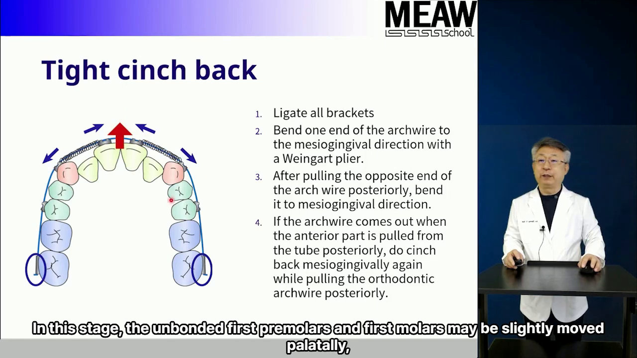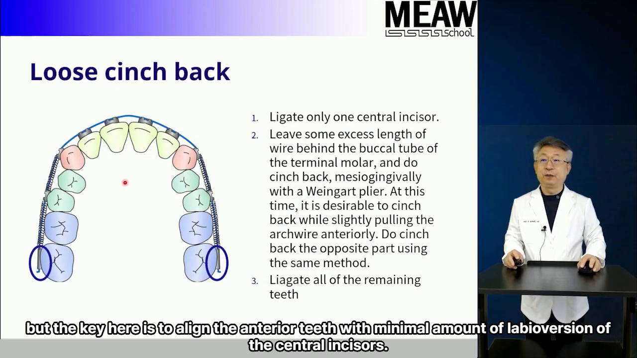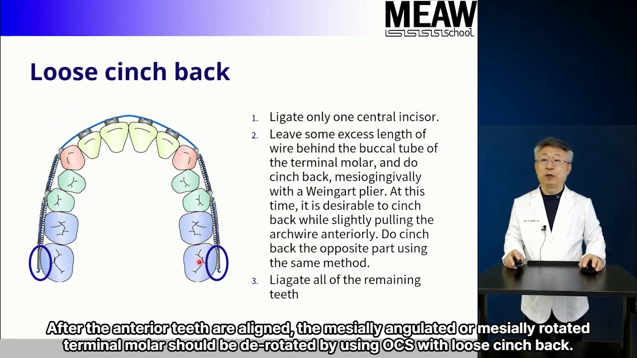In this stage, the unbonded first premolars and first molars may be slightly moved palatally. But the key here is to align the anterior teeth with minimal amount of labioversion of the central incisors. After the anterior teeth are aligned, the mesially angulated or mesially rotated terminal molar should be derotated by using OCS with loose cinch back.